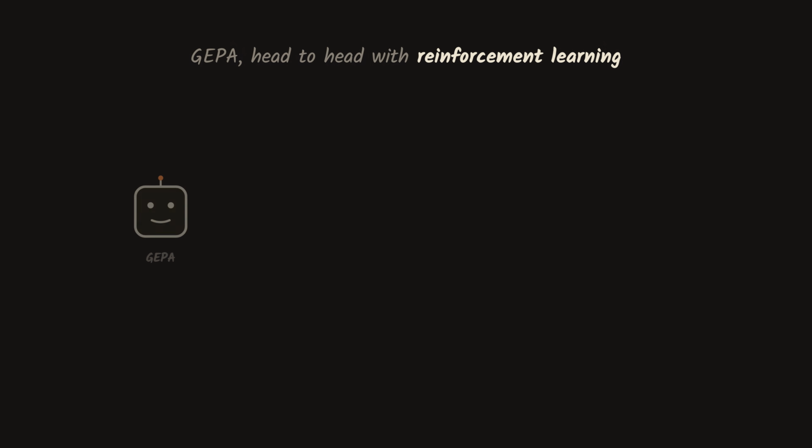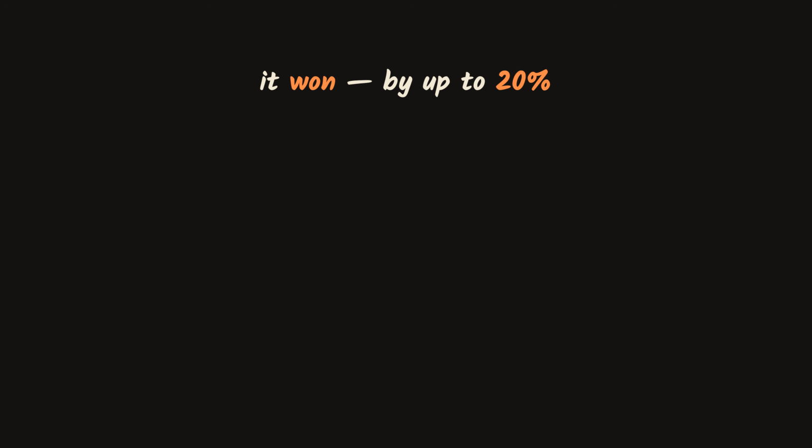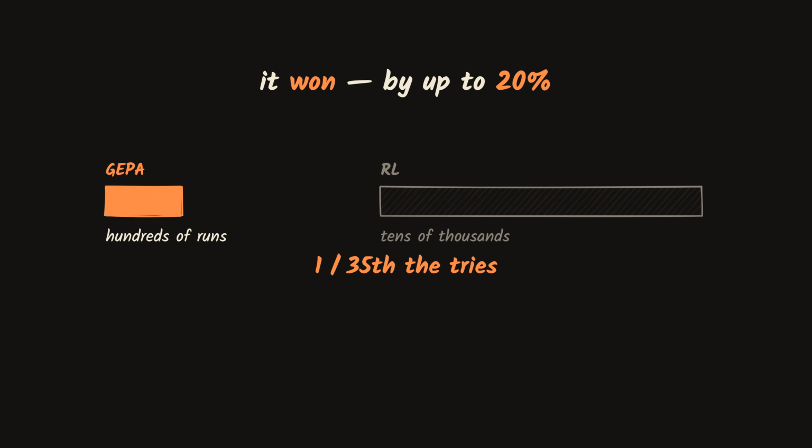Not by a little. They ran GEPA head-to-head with reinforcement learning, the big GPU-hungry method you'd normally reach for, and it won by up to 20% on as little as 1/35 the tries. Hundreds of runs instead of tens of thousands. No GPU farm, not a single gradient step. Just a model reading its own notes, beating the brute force machine.